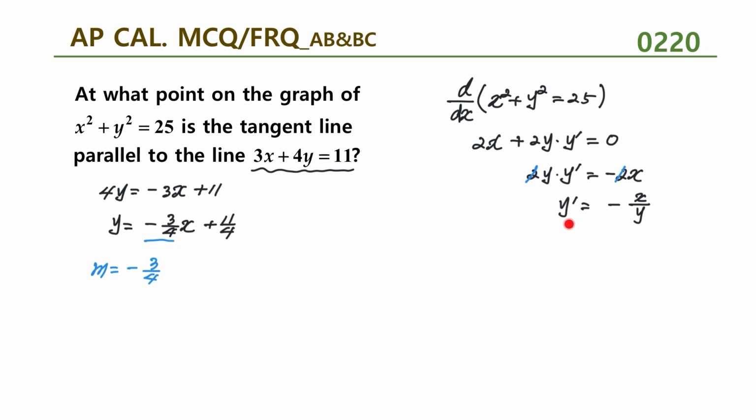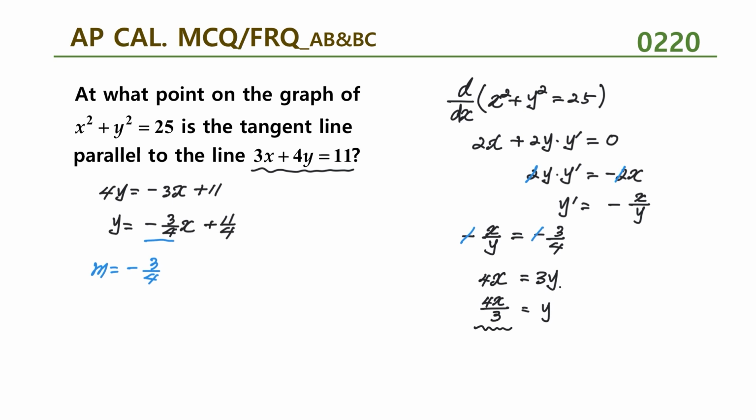So this is the slope of the tangent line, and this is the slope of this line. They're parallel, so this must be equal to this, right? So we're going to set negative x over y equal to negative 3 over 4. Eliminate the negative, so by cross multiplication, 4x is equal to 3y. Now we're going to use these two equations to find the point where the tangent line is parallel to this line. Okay, so here y is equal to 4x over 3, right?